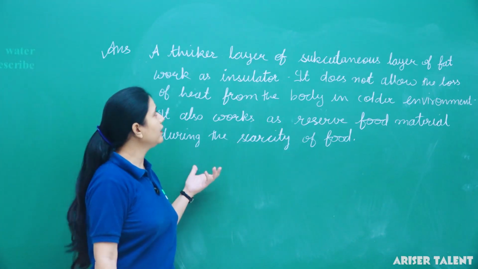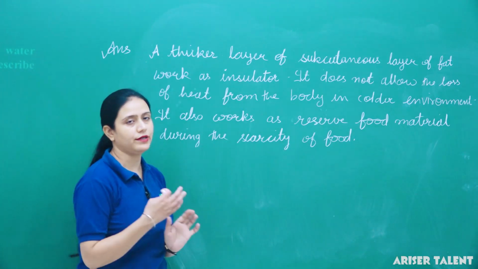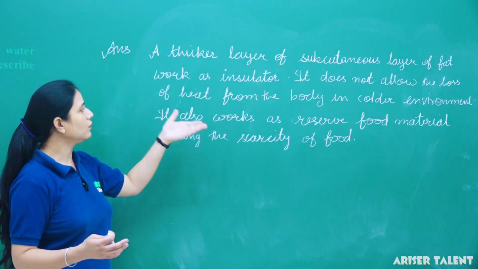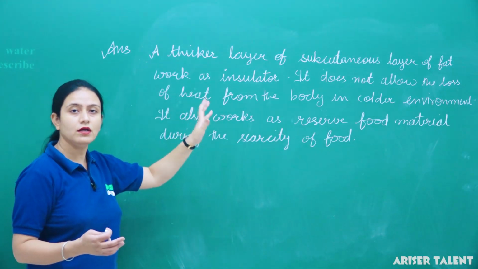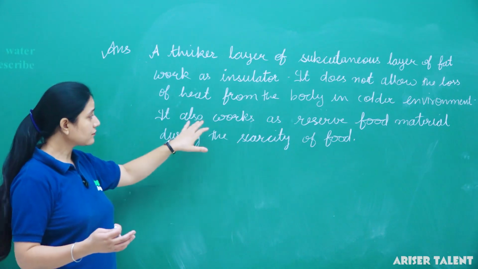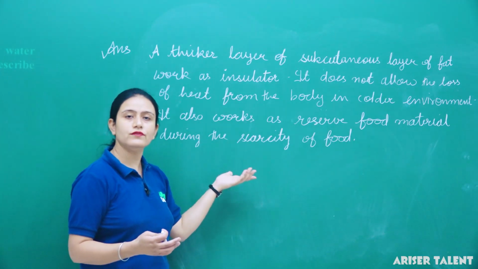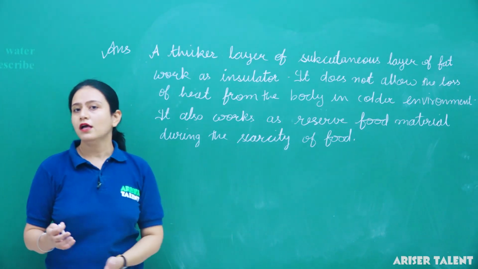Clear? So here we can say that a thicker layer of subcutaneous fat works as insulator. It does not allow the loss of heat from the body in the colder region. Even it works as a reserve food material during the scarcity of food. Clear? So this is the answer.